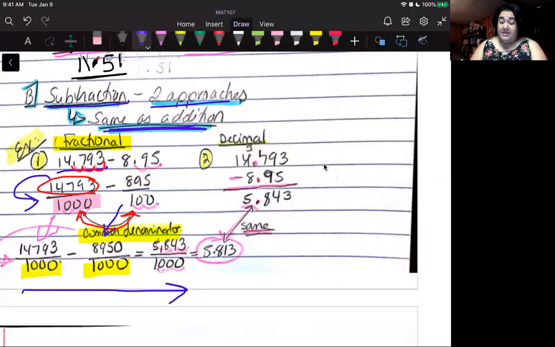14,793 minus 8,950 gives me 5,843 over 1,000. And then, as we discussed before, you convert this fraction into its decimal form and it becomes 5.843. Now that looks like a really lengthy process, although you should be able to do it, whereas we can just use the decimal version, wherein once again we follow the rules of lining up our decimal points, completing the subtraction as we're accustomed to, dropping our decimal point into its place, and look at that, we get the exact same answer. So of course, once again, I would recommend using the decimal version of subtraction of decimals versus the fractional, but be aware that you should be able to do it in both methods, okay?